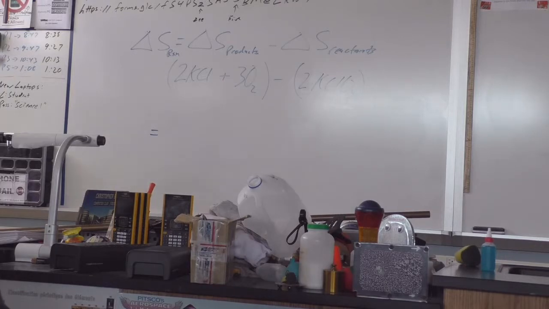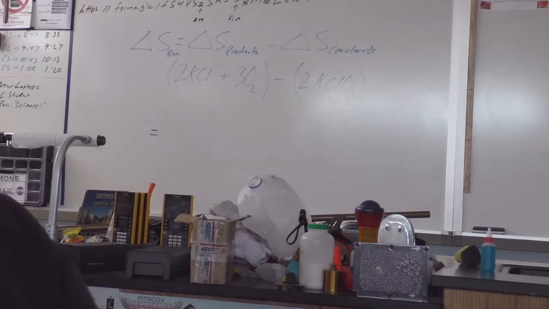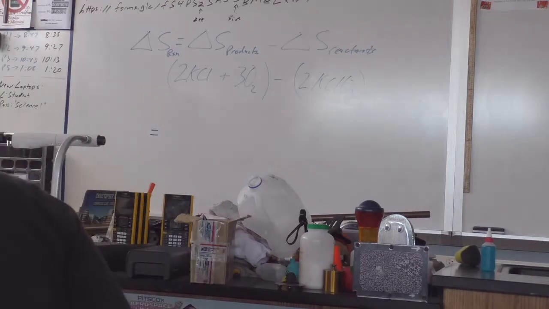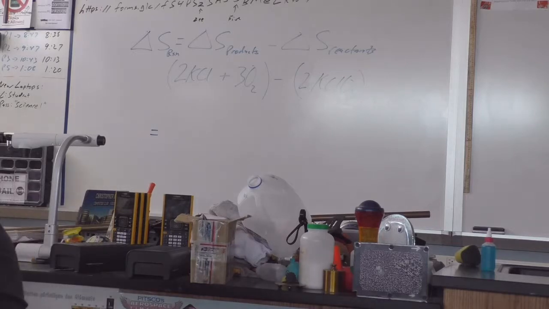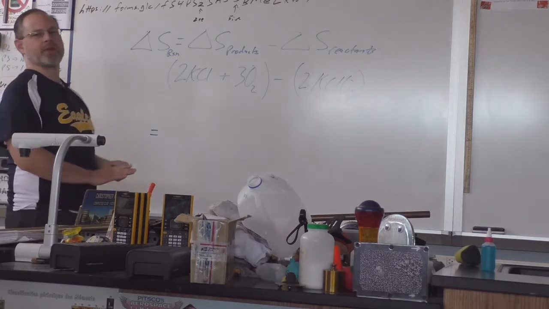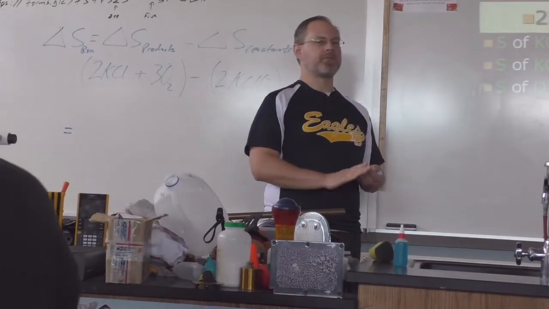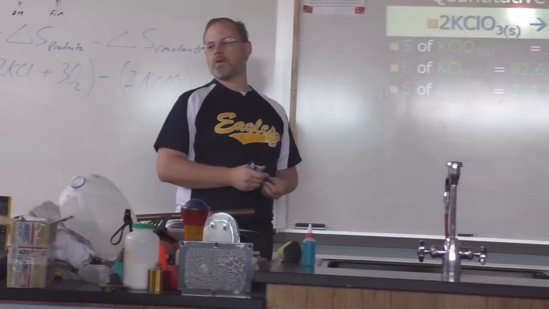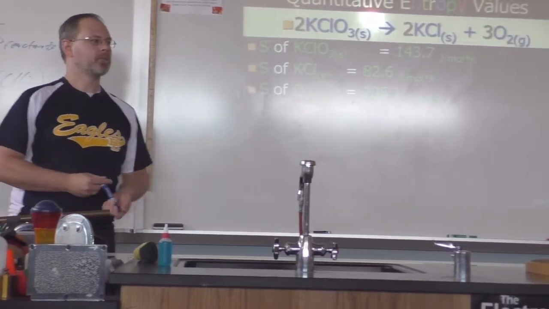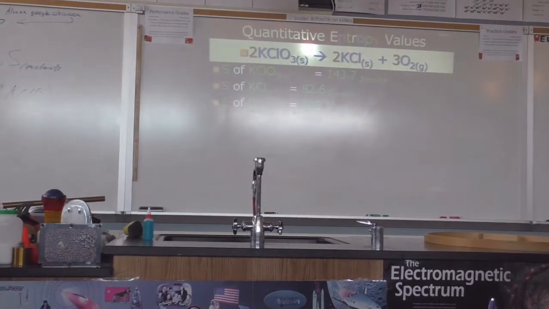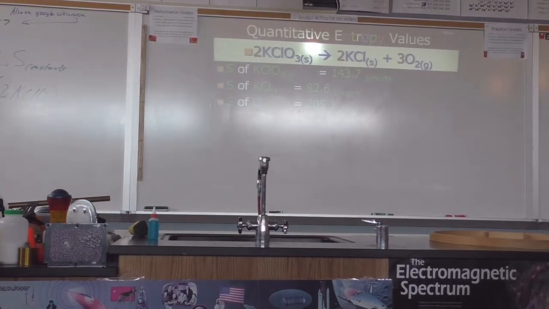So the KClO3 is a reactant, so it's going to be products minus reactants. If you get a negative number, you've got it backwards. So products minus reactants. Anyone else? Products minus reactants. This is Hess's law. Hess's law is products minus reactants. Everybody on the video, remember that.